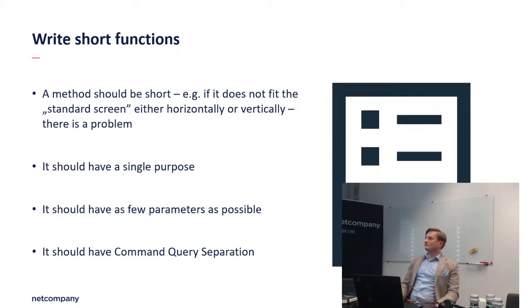Basically, what Uncle Bob suggests is that you should never have more than three parameters for a function. If you have more than 3 parameters, you probably need to create a new type that you will pass as the parameter.